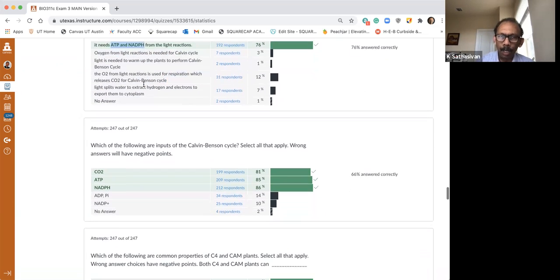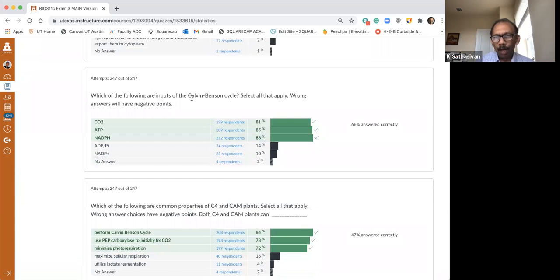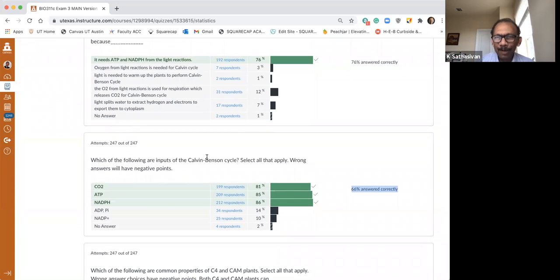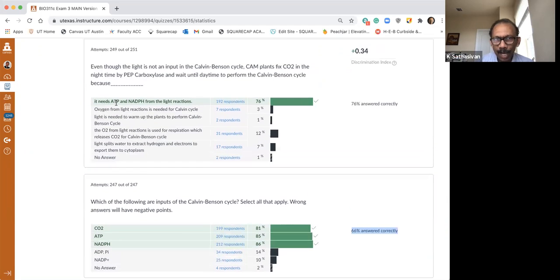Okay, next. Which of the following are inputs? Many of you did correct. This is the best select all that apply response I ever got so far. Okay, good, you remembered these things. And you have the same question here. Look at this. Calvin-Benson cycle, you know that needs ATP and NADPH. And this question is asking the same.